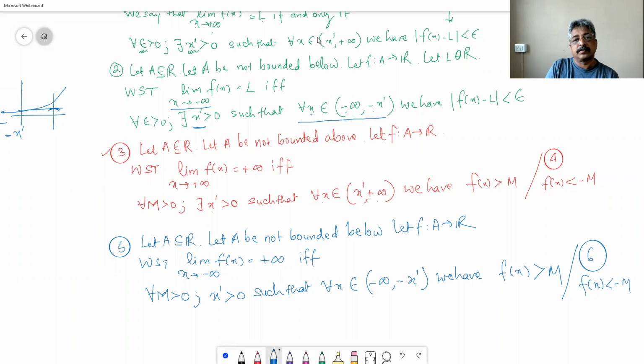That is 5. And if you want to write 6, what you should do is f of x is less than minus M. Everything else is same. So practically we have finished writing all definitions of limit. Now you should learn these definitions in such a way that any definition required any time should be available precisely without any error.